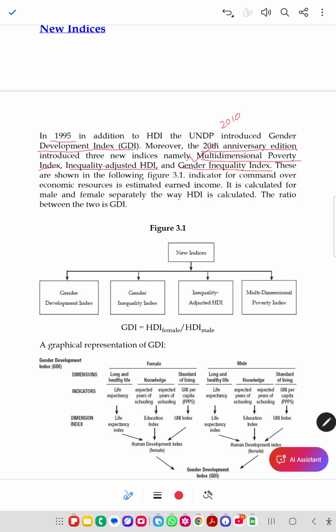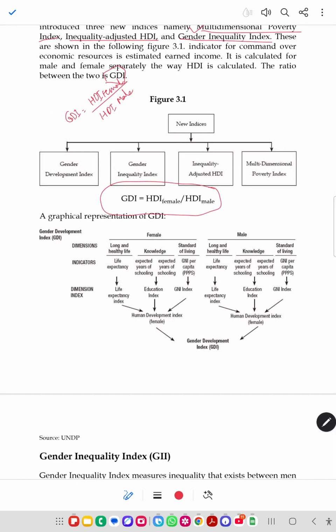The indicator for command over economic resources is estimated earned income. It is calculated for male and female separately, the way HDI is calculated. The ratio between the two is GDI. What is GDI? GDI is HDI female divided by HDI male. This is the formula. Okay, now let's move forward.